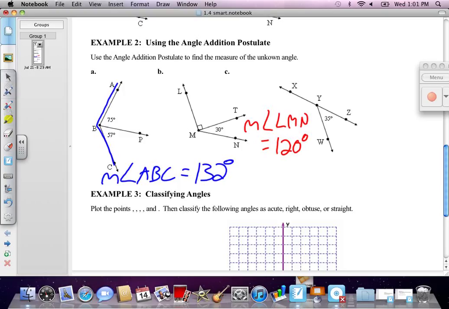Okay. Next one, we know X, Y, Z are collinear, which means it forms a straight line. And we want to know angle XYW. So what is 180 minus 35? Do you see how I'm doing that? 145, thank you. I told you I'm old.